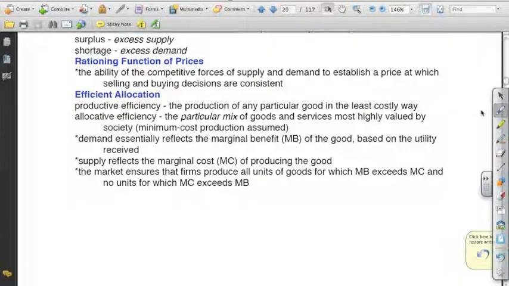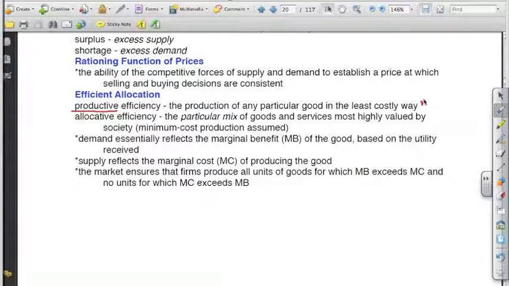We have two different types of efficient allocation. We have productive efficiency. So that's the production of any particular good in the least costly way. So it minimizes cost. And then we have allocative efficiency. That's when the particular mix of goods and services most highly valued by society.